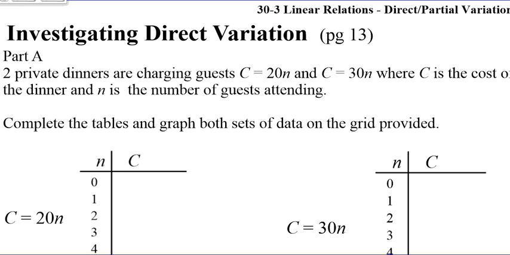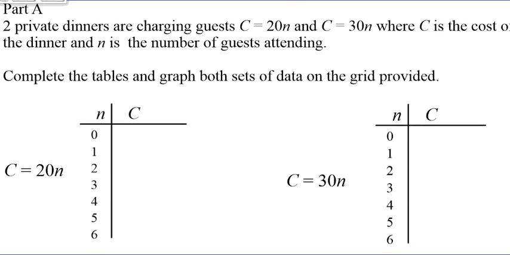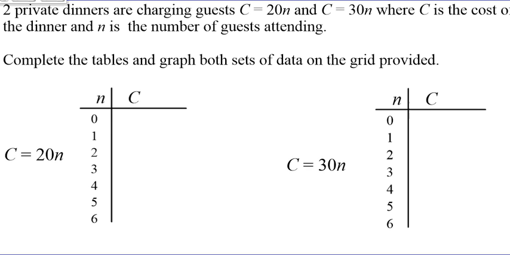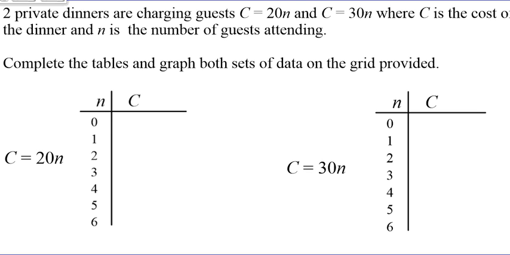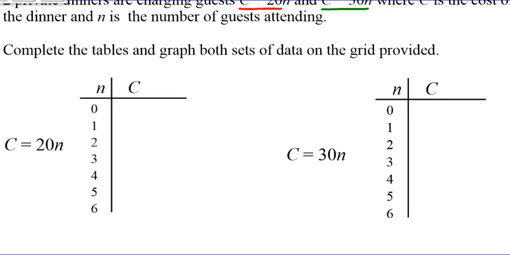So, direct variation, a quick investigation here. You have on page 13, private dinners. You've taken some friends out and they say one cost will be 20N and a second cost would be 30N, where C is the cost of the dinner and N is the number of guests that are attending. So that's important. What I want you to do is complete each table of values and then graph the information. Let's see what you come up with.